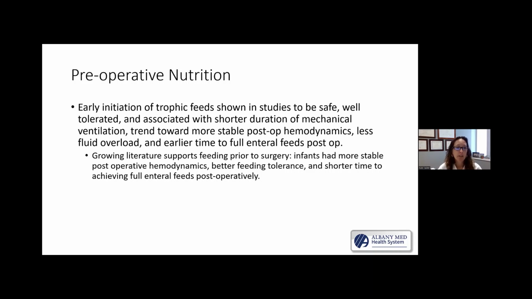So we do know from some of the literature that's out there that early initiation of trophic feeds has been shown in studies to be safe and well tolerated. There's some suggestion that it's associated with shorter duration of ventilation in these infants, and also a trend towards a more stable postoperative hemodynamic course. They tend to have less fluid overload and a shorter time to reach full enteral feeds after surgery. So this literature does support feeding prior to surgery, and making sure that we encourage moms to pump to give some of this breast milk beforehand will impact the post-surgical outcomes.